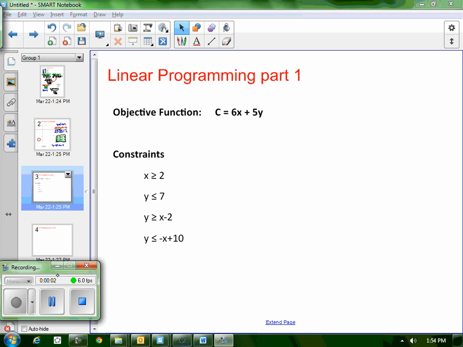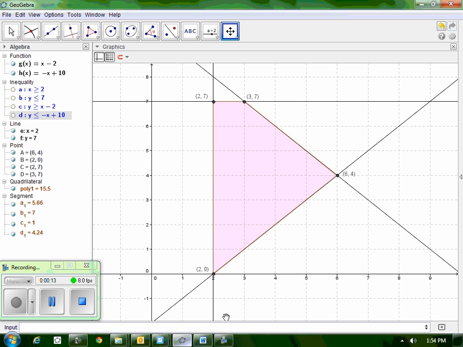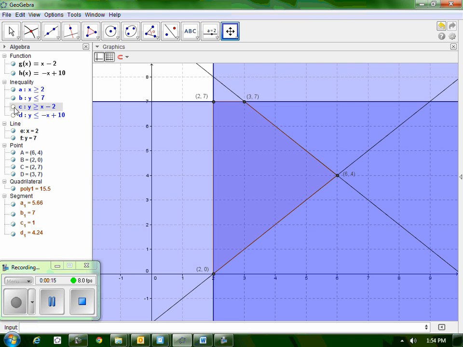Alrighty, let's do some linear programming. There's a lot of vocab in linear programming. What we're trying to do here is maximize the objective function. So we've got ourselves an objective function, we've got ourselves some constraints. What I've done is I've already graphed our constraints, and I'll show you where the overlap is.